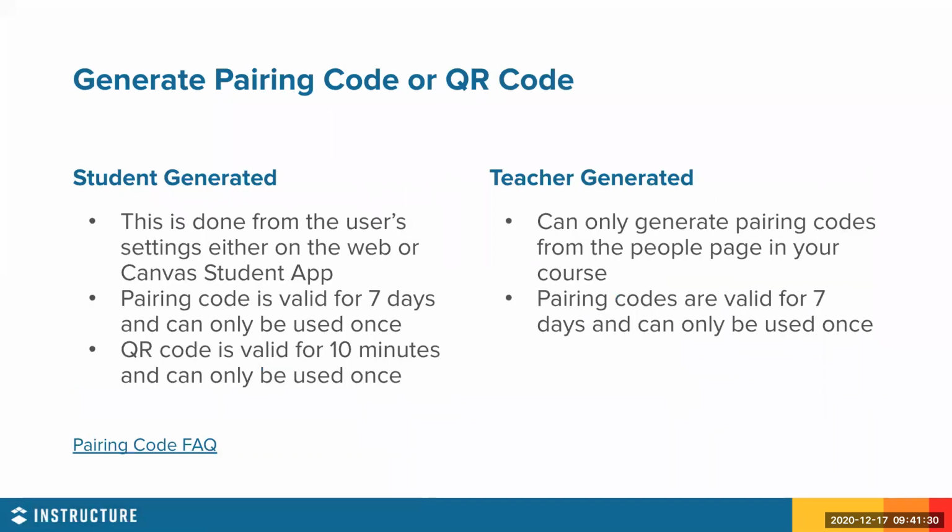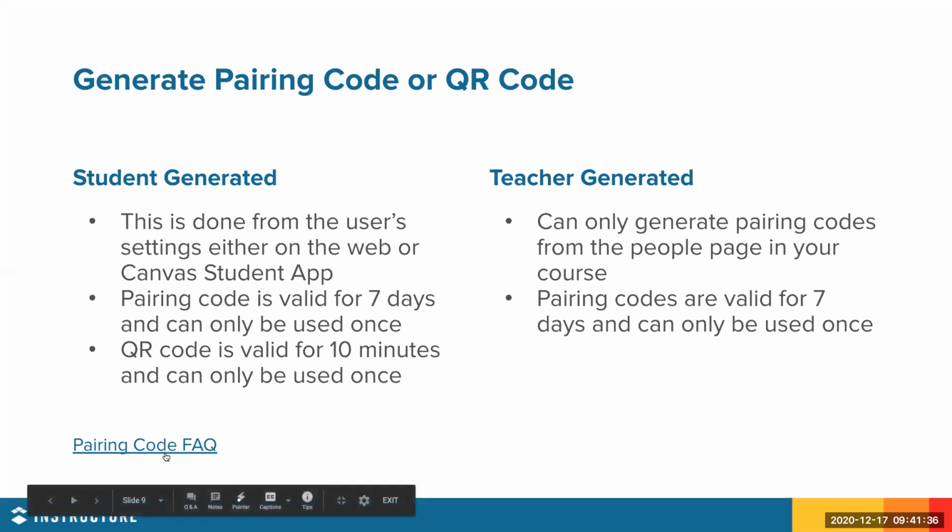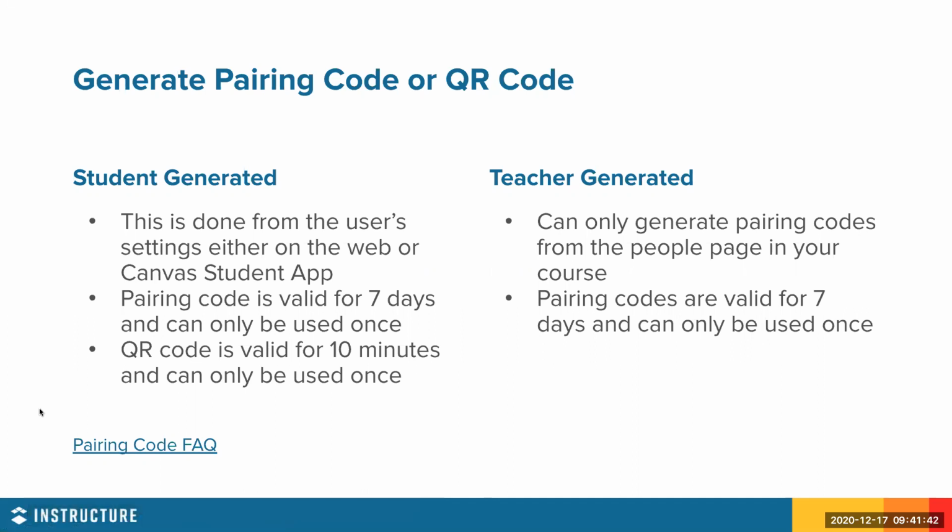With the generating of the pairing code, I will show you how to do this, but first I'm going to explain it. We do have a frequently asked questions resource that I wanted you to be aware of. But like I said before, these are generated by the student. Now you as the teacher can do that. We'll get into that in a minute, but first we'll talk about students. This is done from the user settings, either on the web or in the student app. They can generate these from either location.